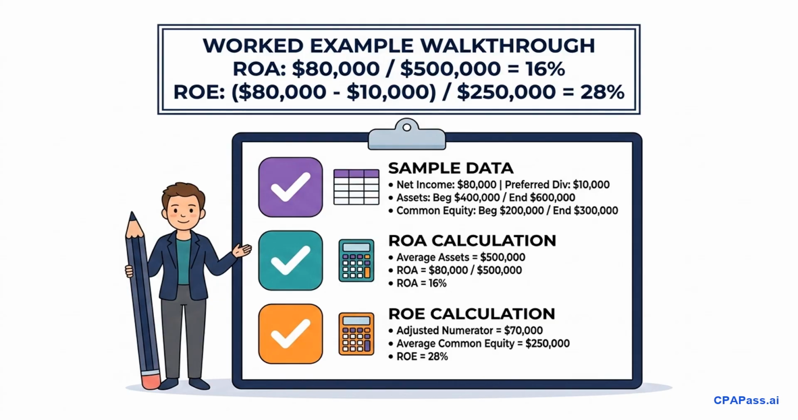Next, calculate average common equity. $200,000 plus $300,000 divided by 2 equals $250,000. Subtract preferred dividends from net income to get $70,000. ROE is $70,000 divided by $250,000, which equals 28%.